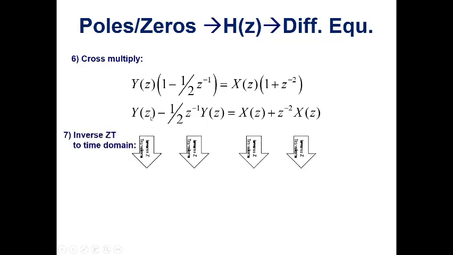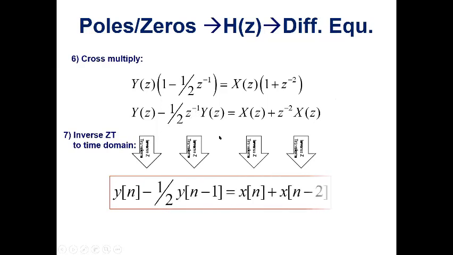So inverse transform each of these term by term. Y(z) becomes y(n). Z to the minus 1 times Y(z) becomes y(n minus 1), from the delay of 1 in z. The minus 1/2 multiplier comes across. X(z) inverse transforms to x(n). And z to the minus 2 times X(z) transforms to x(n minus 2) for the delay of 2. We had a gain k value that was 1, so we didn't have any extra multipliers on the right side. And there we have it. The difference equation for the system that had that original pole zero diagram is this one.